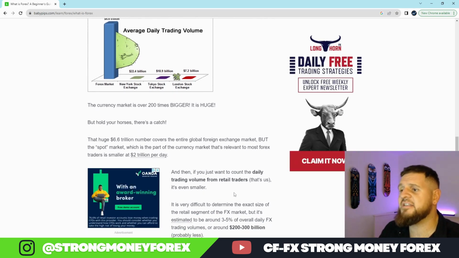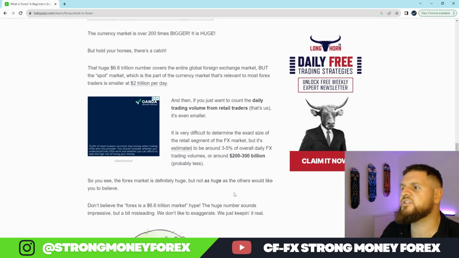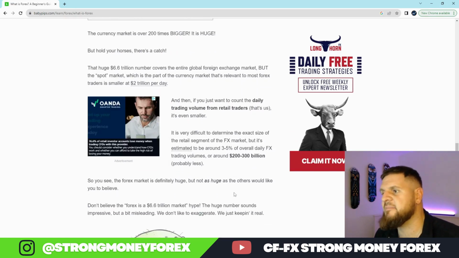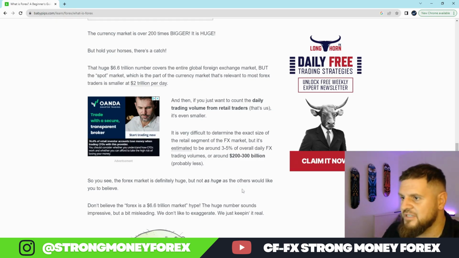Then if you want to just count the daily trading volume from retail traders, which is us, so you and I, and people that aren't massive hedge funds and banks, etc., it's even smaller. It's very difficult to determine the exact size of the retail segment of the FX market, but it's estimated to be around 3.5% of overall daily Forex trading volumes, which is around $200 to $300 billion.